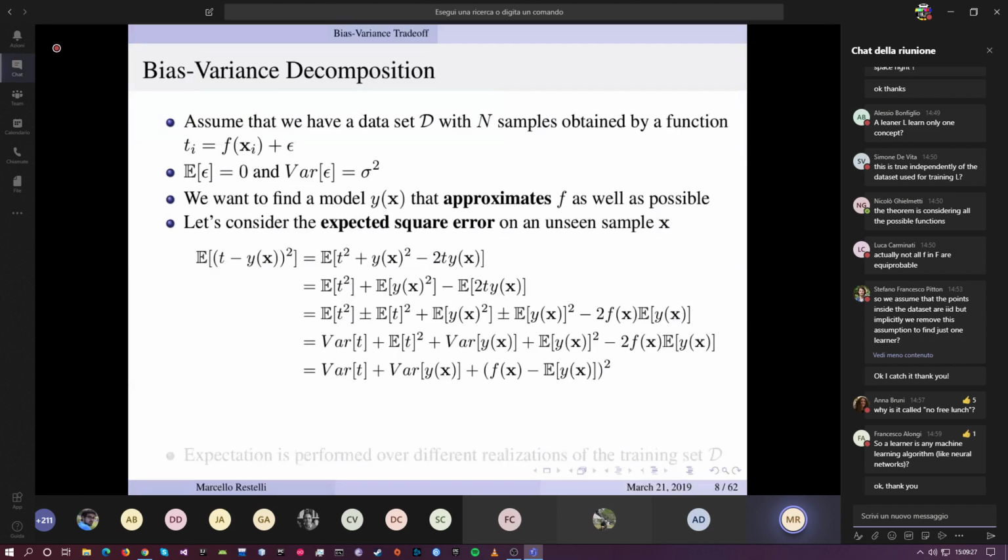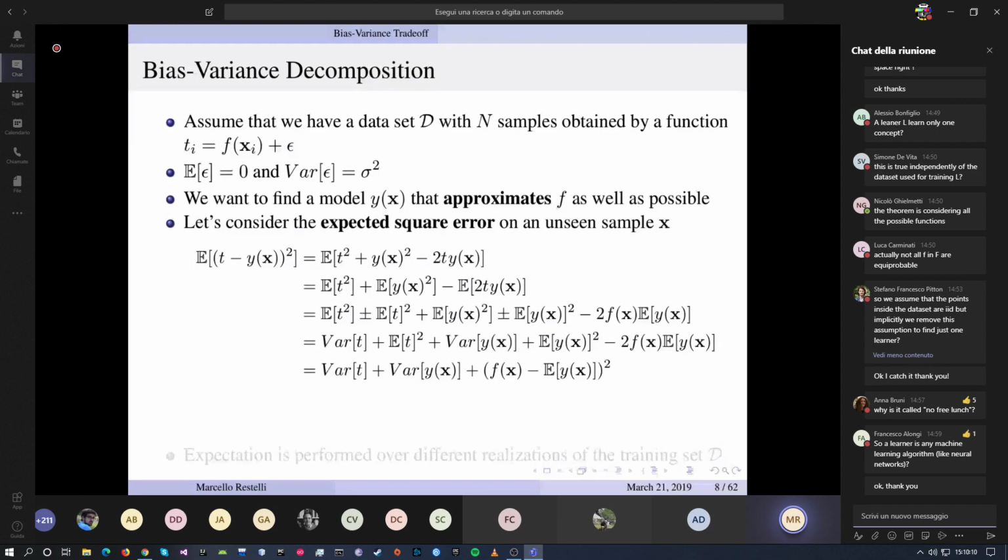So now rearrange the terms, so I have the variance of t, the variance of y, and now I take the expected value of t squared, the expected value of y squared, and minus 2 times f times the expected value of y. Actually, this is nothing else than a squared form, because for the expected value of t squared, we have already said that the expected value of t is f, and so the expected value of t squared is f squared. So I have f squared minus 2 times f times the expected value of y plus the expected value of y squared. And so this reduces to (f minus the expected value of y) squared.